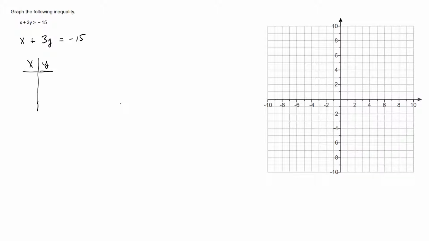So we could plug in whatever numbers we wanted to for x and y. If I were to plug a 0 in for x, we would have 3y equals negative 15, and after dividing by 3 I get negative 5. If I were to plug 0 in for y, then we would just get x equals negative 15. But the point negative 15, 0 is off the coordinate plane, so it might be nice to find another number and point instead.